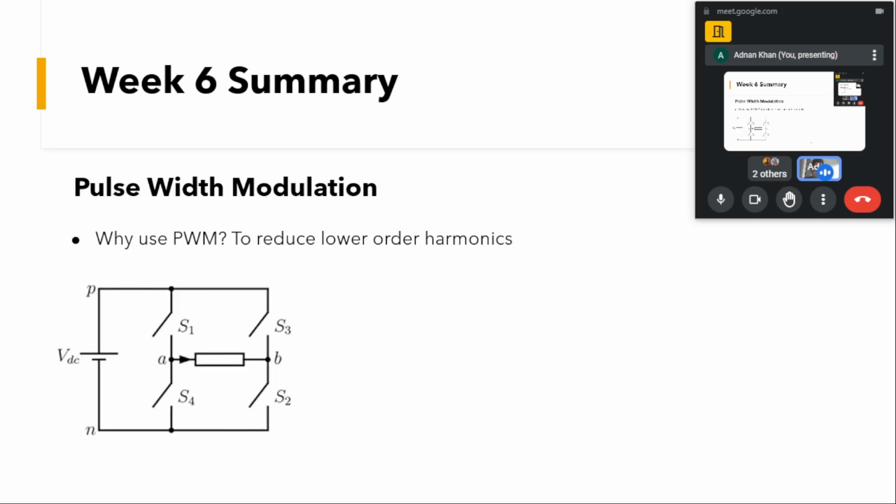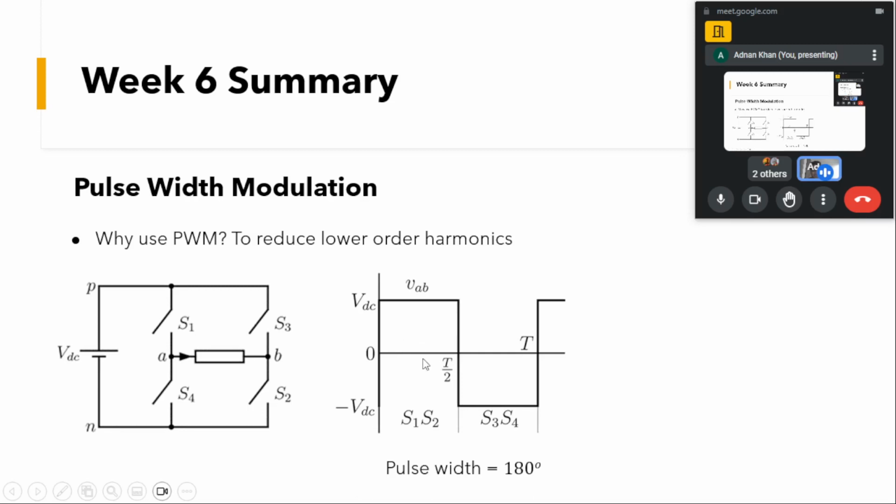I'll show you here, this is our conventional H bridge that we saw, and we were able to generate this square wave kind of waveform if we go for the 180-degree conduction mode. That means we have one pulse of positive voltage and one negative, generating a square wave in one switching cycle. But if we do the Fourier analysis of this, you will see we have the lower harmonics in this wave.